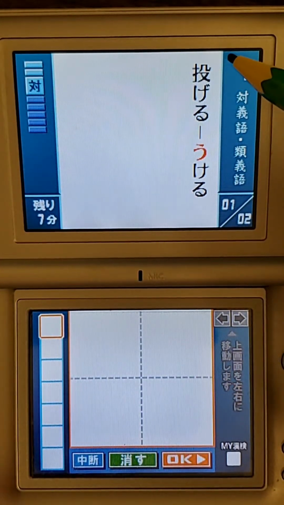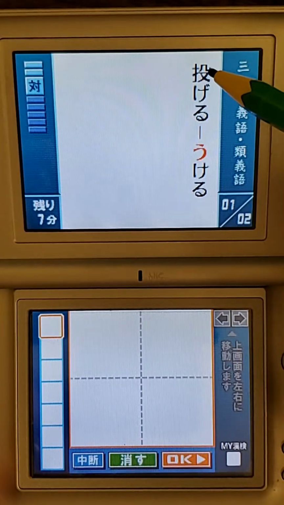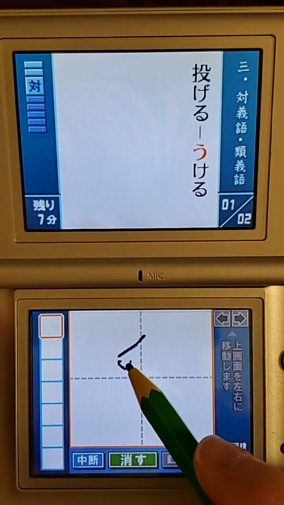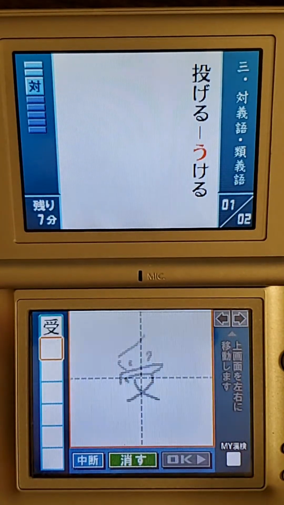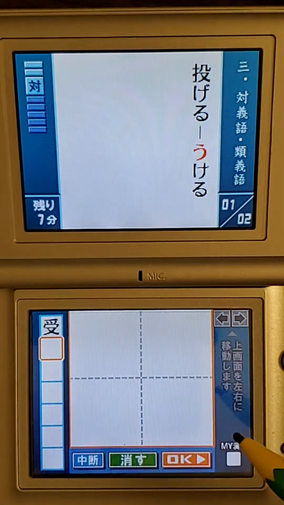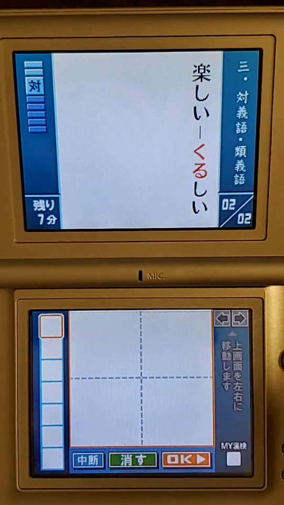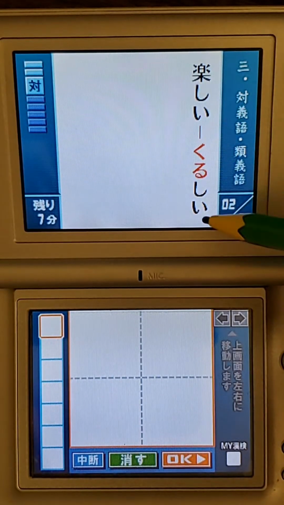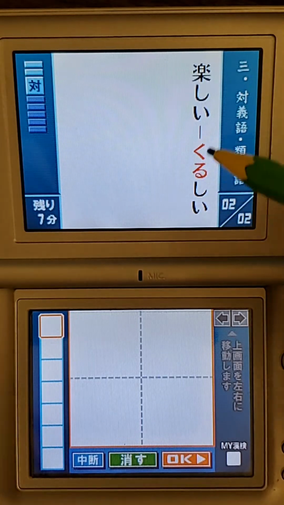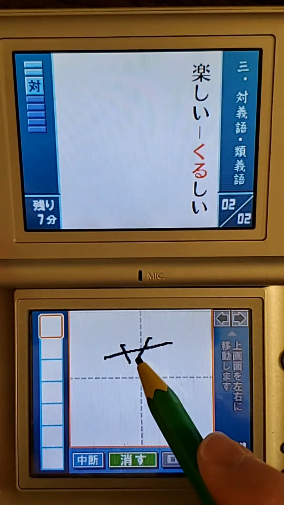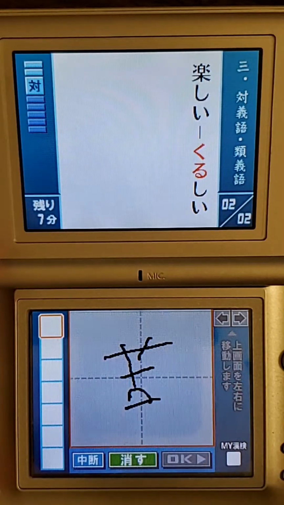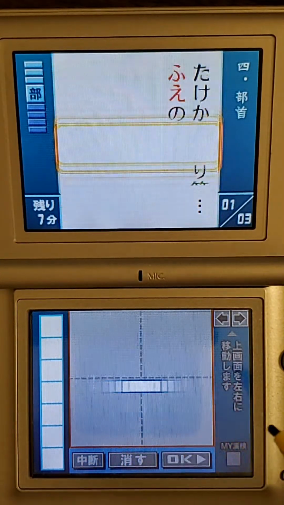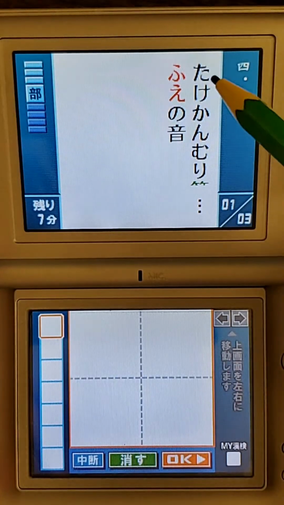So opposite words. This is nageru to throw and ukeru to receive. And that is that. It hasn't tested me on this kanji for a while, but I still remember it. Tanoshi, like fun, and kurushi, like painful kind of a thing. Kurushi, and I just had kurushi this last one. That was terrible writing, but that's what it is. All right, next one. Gotta write the kanji.